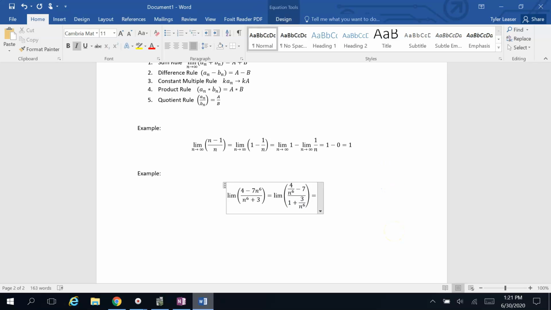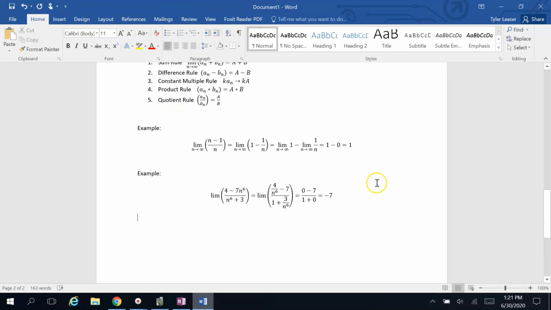Now maybe you can see what this limit is going to go to. At this point, I can evaluate the limit. If n is going to infinity, then on this first fraction, 4 over n to the sixth, that's going to go to 0. This is just a constant, so as n goes to infinity, it stays at that constant, negative 7. The 1 is a constant, so that stays at 1, plus 3 over n to the sixth as n goes to infinity goes to 0. So I get negative 7 over 1, or just negative 7. Okay, so just using these properties.